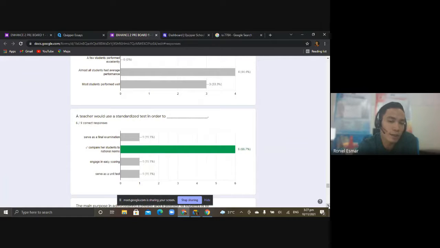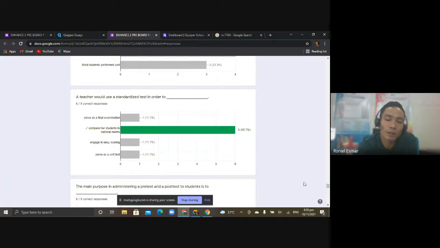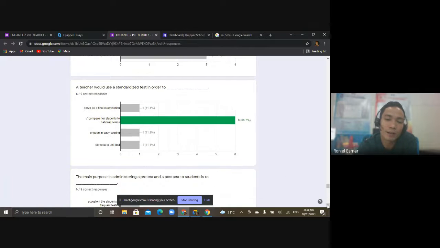If it's a standardized test, it is a kind of test that is made in relation to the set norm for the national level. So that's why the correct answer is letter B or option number 2.